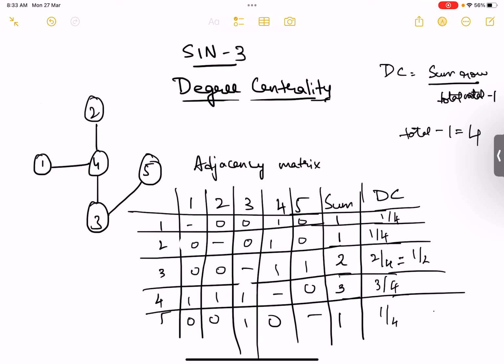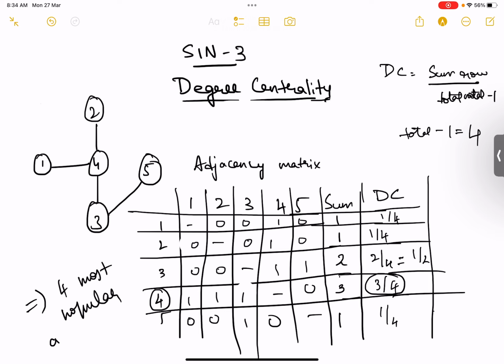From this, we understand that node number 4 has the highest degree centrality, which implies that node number 4 is the most popular and the most well connected. So degree centrality is one of the measures of popularity of a given node, and this is how we calculate the degree centrality.